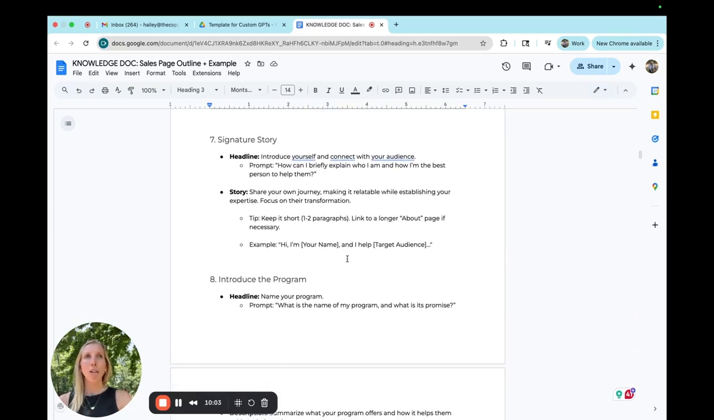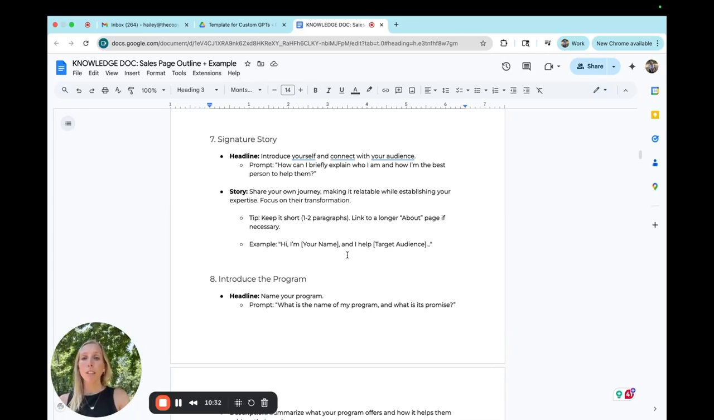This isn't like a full page story here. We're doing a little snippet to introduce yourself to the audience. If you are the main person, the leader, the face of the brand, the one that's going to be leading them in this community or group program or membership, whatever it is that you have, introduce yourself and share your own journey, make it relatable while also establishing your expertise, right?